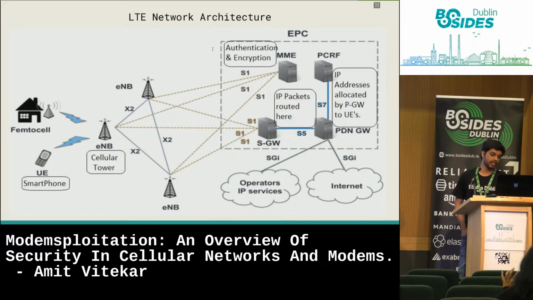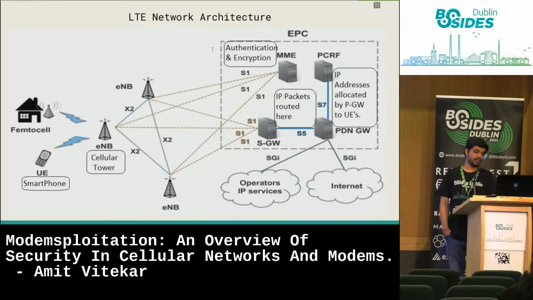This tower is connected to the MME. MME basically stands for Mobility Management Entity. This is where all the security stuff happens. All of your encryption keys are stored here, everything. And the ENB talks to the MME directly. These are mostly connected through fiber optics and various means.